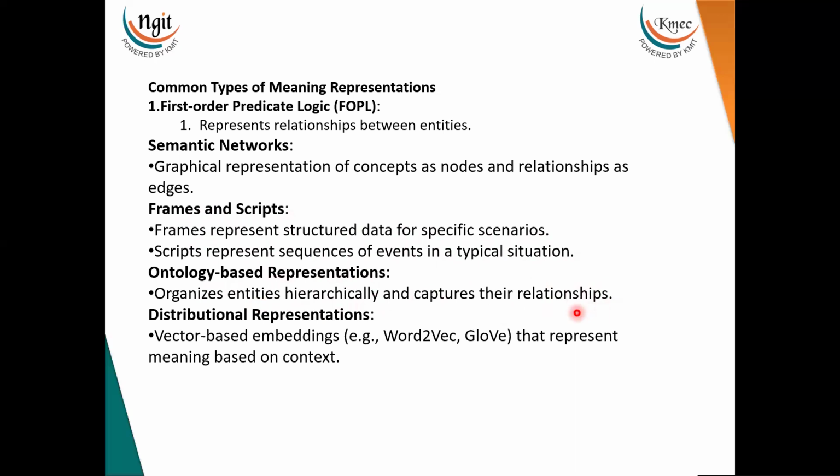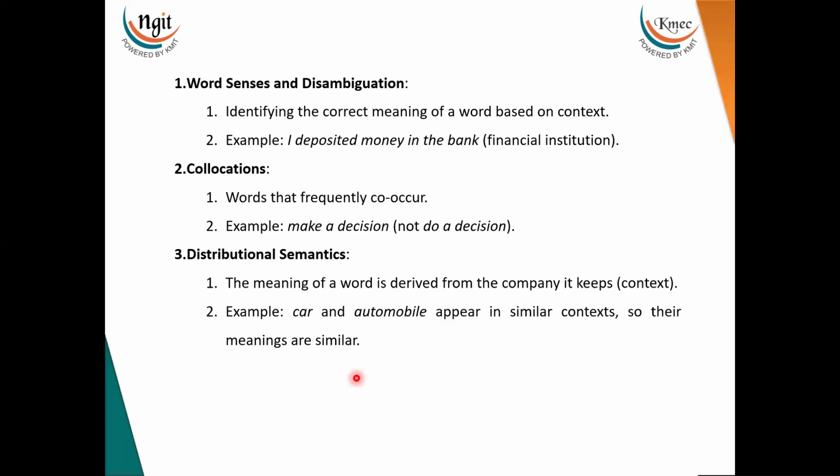So ontology basically tries to give you the relationship that exists between different objects, how they are related or interlinked with each other. Then distributional representations, examples of vector-based embeddings, that is Word2Vec or GloVe, that represent meaning based on context. Then word sense disambiguation, identifying the correct meaning of a word based on context, which we have seen just now in the previous slide.